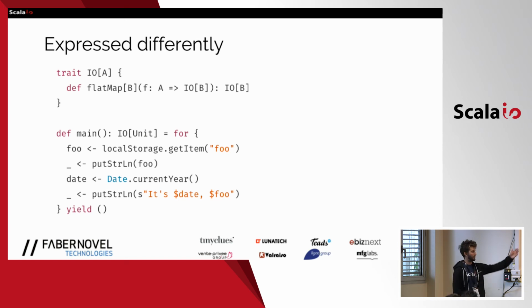And here is a small example that uses Scala's for comprehension, which desugars to flat map, to get our program going, right? So here we can see that first we get the foo from our local storage, then we print it out to the console, then we get the current year, and then at the end we print it all out. So this is our program, and it's completely referentially transparent, and it uses the I/O type, and we get type safety, and we could implement this in a stack safe way. I'm just going to defer to Daniel's talk again because he knows exactly how to do it.